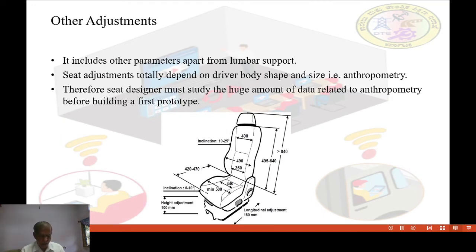The longitudinal adjustment is 180 mm. The height of the total seat is 840 mm, and the inclination is 10 to 25 degrees. The total width of the seat is 420 to 470 mm. Inclination is 0 to 10 degrees. Height adjustment is 100 mm.